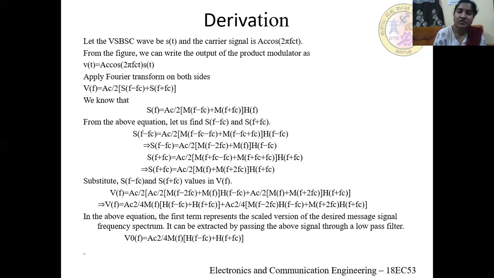If you pass that through a low pass filter, you will get V naught of f, which is equal to Ac square by 4 M of f into H of f minus fc plus H of f plus fc. So at last we will get the message signal, that is m of t. So this is how we can demodulate the VSB signal, that is, the vestigial sideband signal. So this is about the VSB.